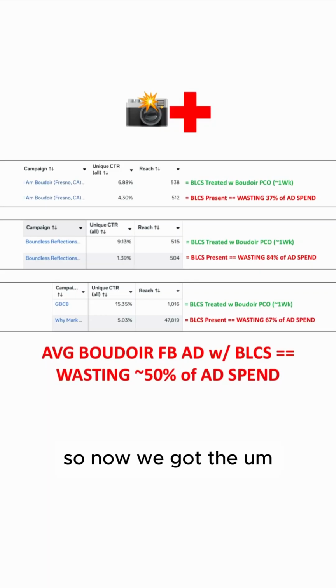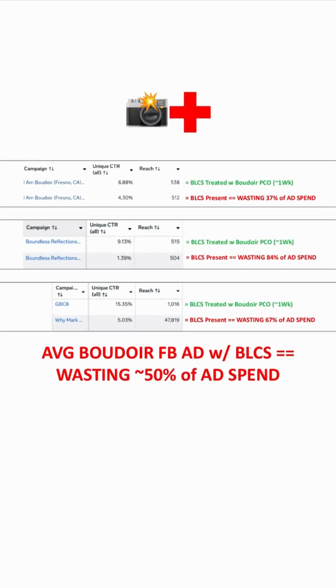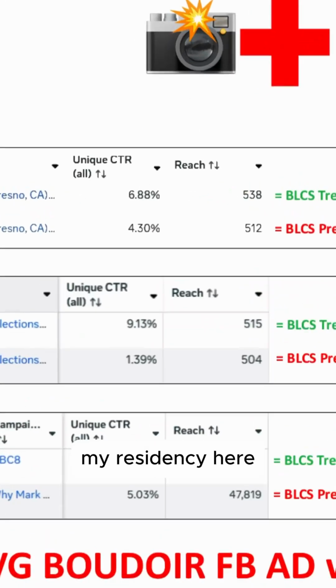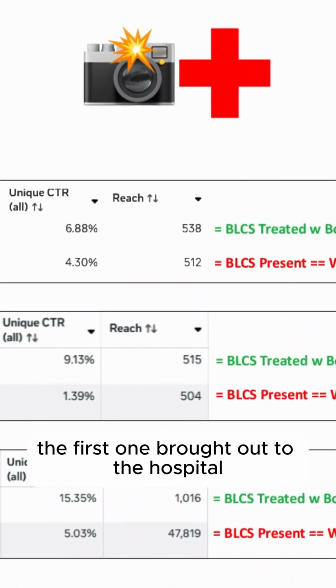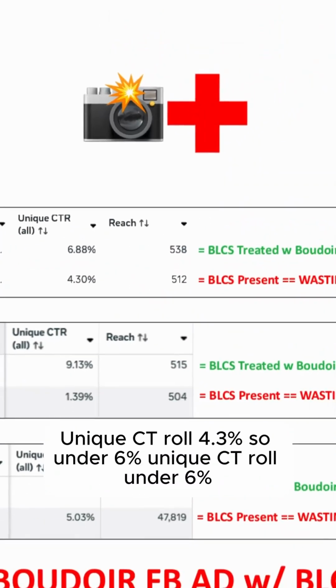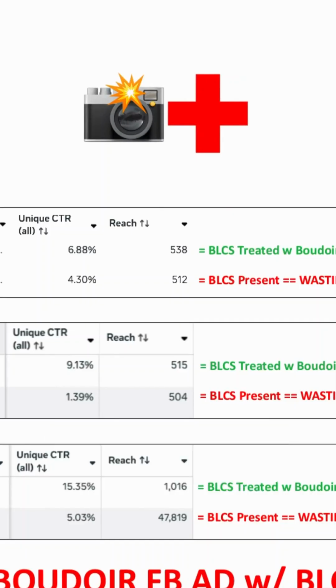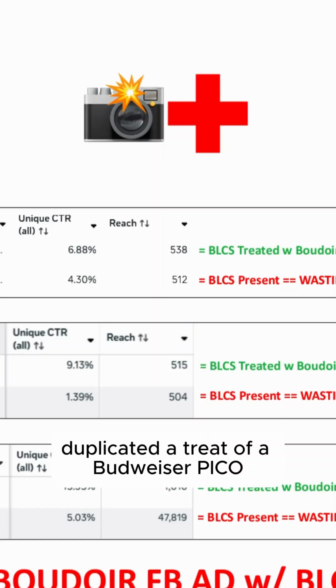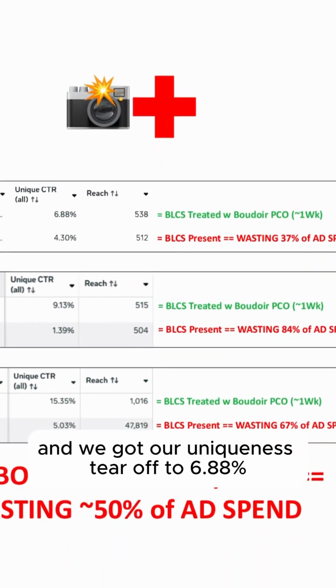So now, my residency here. Found some Boudoir Facebook ads out in the wild. Tested the first one, brought it to the hospital. Unique CTR 4.3%, so under 6%. We know that BLCS is present. Now, we duplicated it, treated it with Boudoir Pico. Took about a week, and we got our unique CTR up to 6.88%.